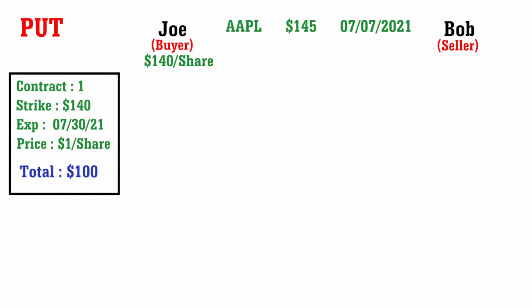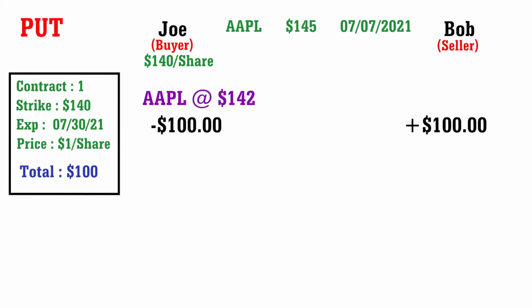Now there are two possibilities of price movement for Apple. One, Apple stays at 140 or above. Two, Apple moves down below 140. So let's look at each scenario and see how the trade will perform in each condition. For the first scenario, let's assume that Apple is trading at $142. At this price point, it will not be a profitable trade for Joe as he can already sell his shares above $140. So his put option will expire worthless. And in this case, Joe will lose $100 and Bob will profit $100.